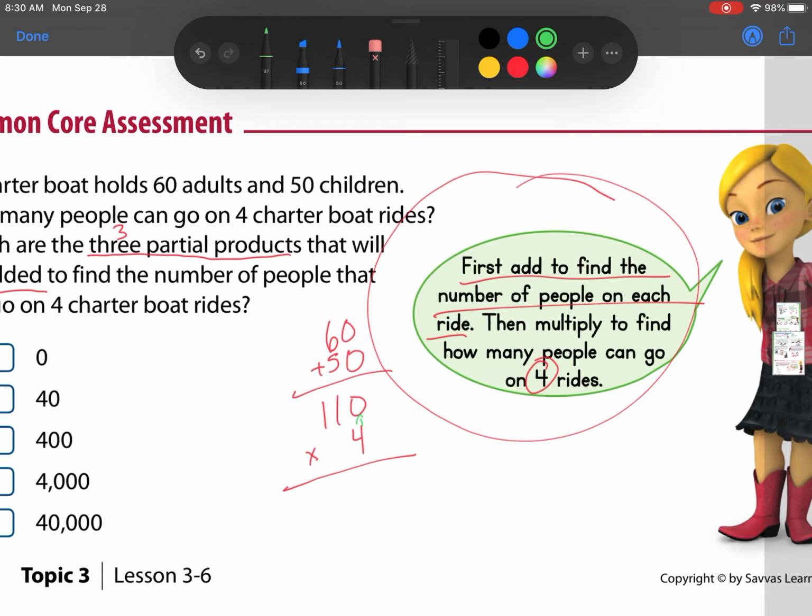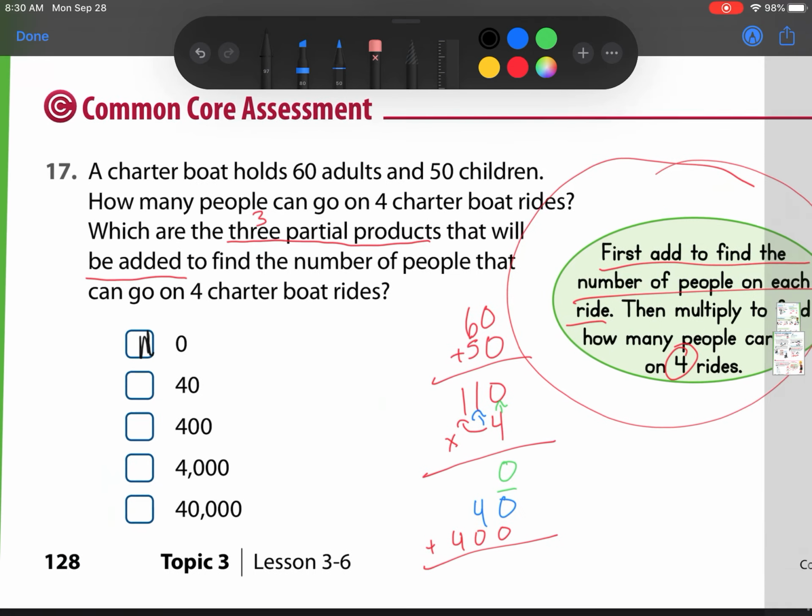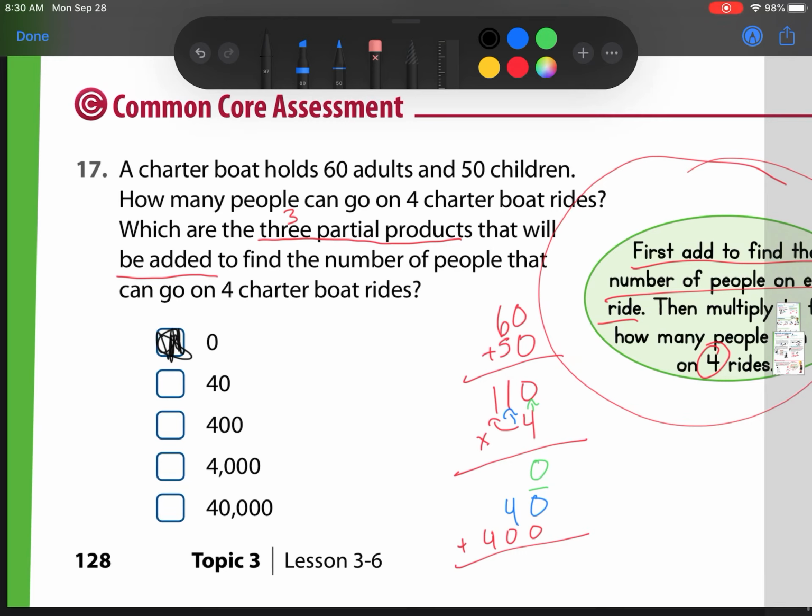Well, my 1's place value is a 0. My 10's place value is a 40. And my last one is a 400. So what do we have here? Well, it looks like we have a 0, which I see right here. So we would check this one. We have a 40, which I see right here. And we have a 400, which I see right here. So those are our answers.